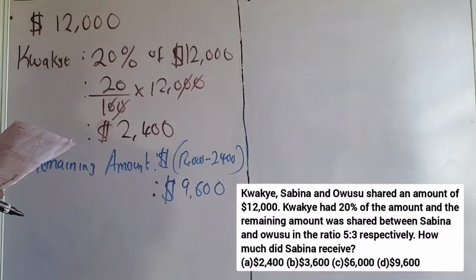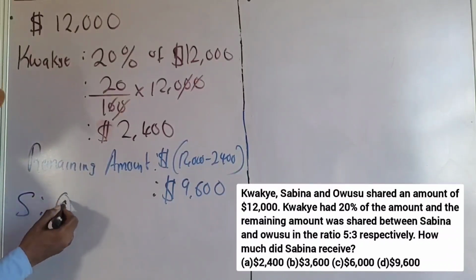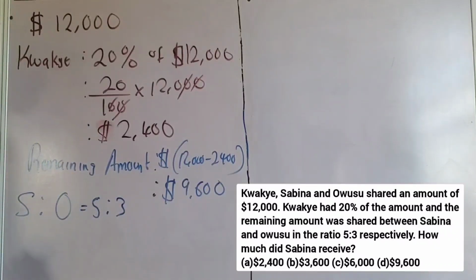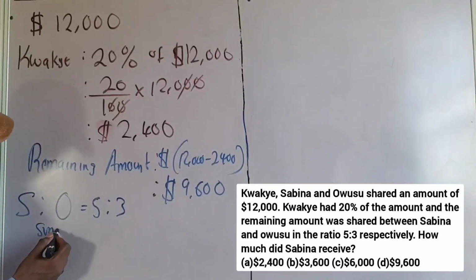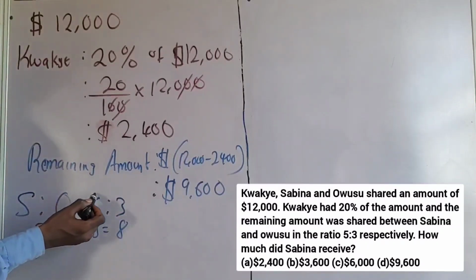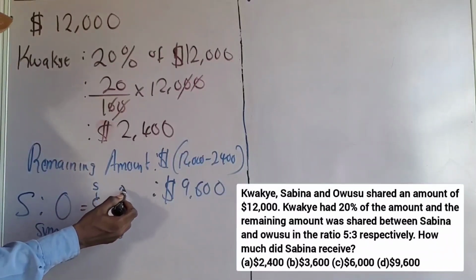Now the goal is to determine the amount that Sabina received. Now don't forget that the ratio in which Sabina and Owusu shared the money is 5:3. Sabina to Owusu is 5:3. Let us take the sum of the ratio. The sum of the ratio is 5 plus 3, which equals 8. Now this one that you see here belongs to Sabina and this one belongs to Owusu.